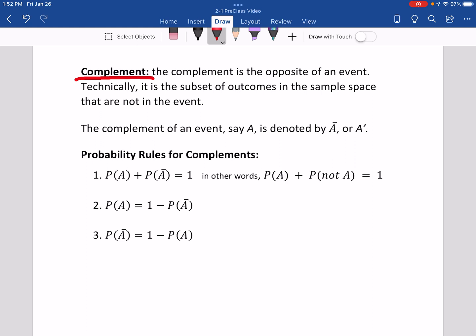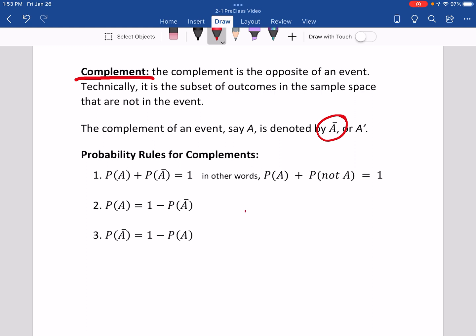Okay, so our probability rules for complements. First, let's talk about how to write a complement. We usually use the bar over the letter that is representing the event. So the probability of A would be the probability that A occurs, and the probability of A bar would be the probability that A does not occur. Or we can use A prime, but normally we use A bar.